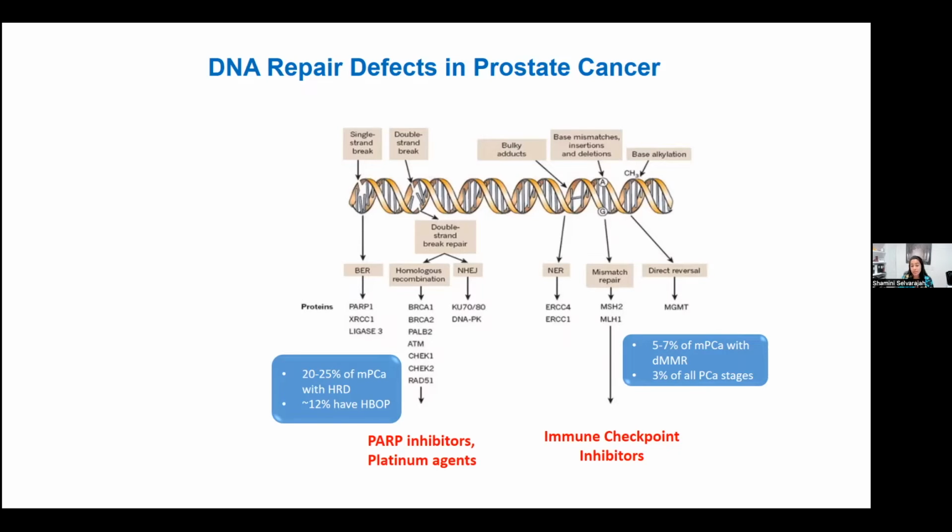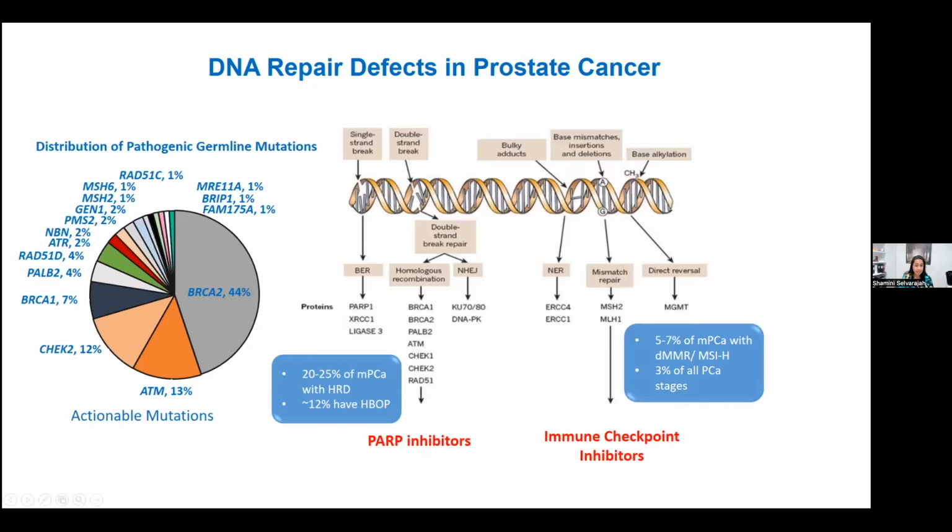On the other hand, you have the mismatch repair system, and you have genes such as MSH2, MLH1, as well as MSH6 and PMS2, which I didn't put over there. These alterations are seen in about 5 to 7% of men with metastatic prostate cancer. They have defects in the mismatch repair system. And if you look at all prostate cancer stages, across the board, about 3% of them will have alterations in these genes. When you have an alteration in these genes, you may be responsive to immune checkpoint inhibitors or immune therapy.